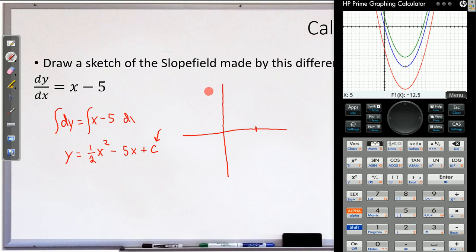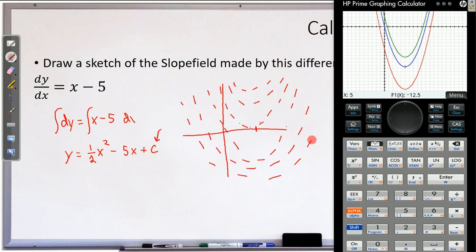And then you can just, to the best of your ability, start drawing the slope field. And this is, of course, just a sketch to give you an idea of what that slope field looks like. You're never going to draw a very good one by hand, and thankfully you will never really need to.